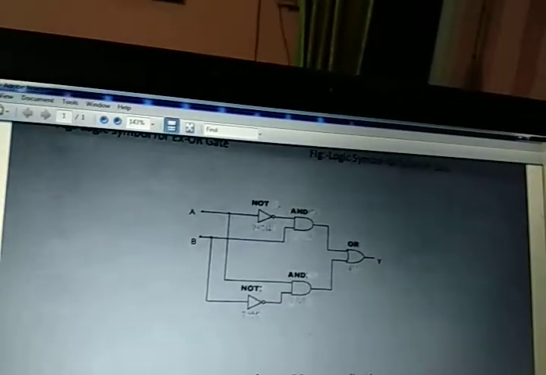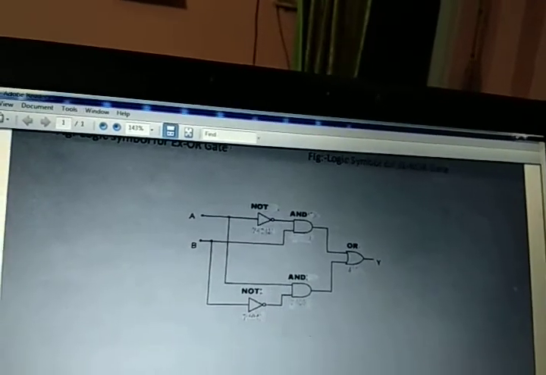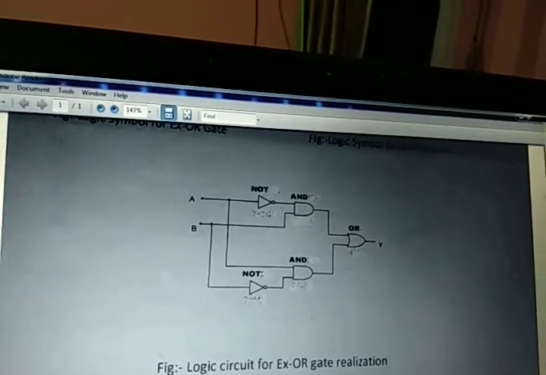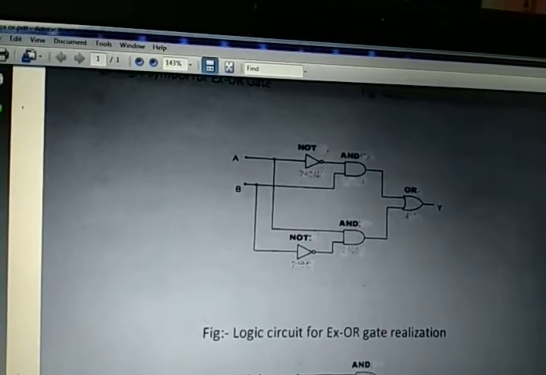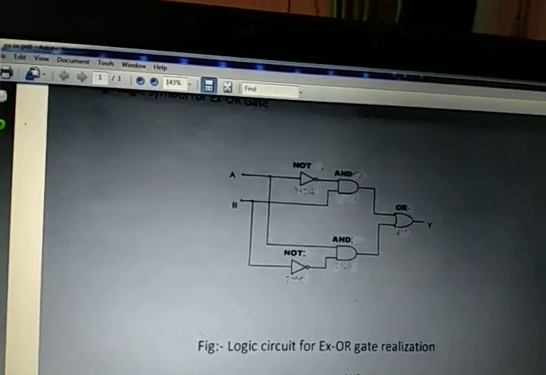Next, the outputs from the two AND gates are given to the OR gate. So this is the circuit diagrammatic realization of XOR gate.